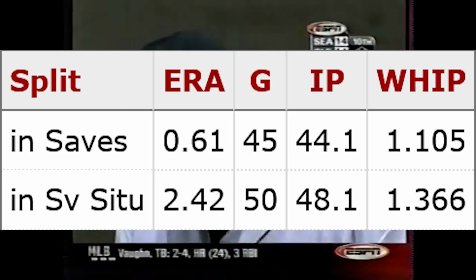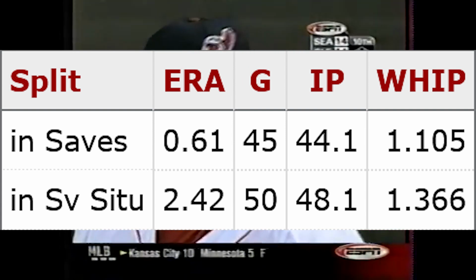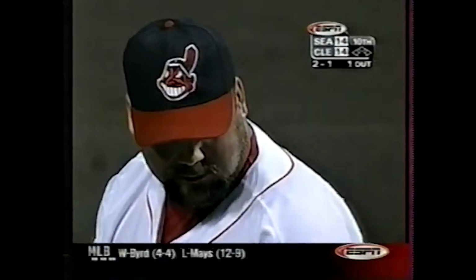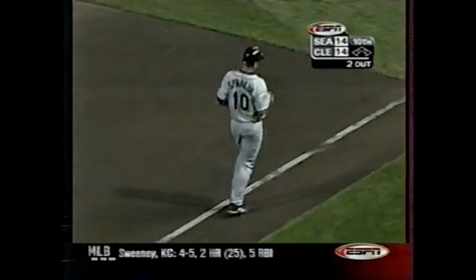Those are all expected. He was lights out when he earned a save, and his 5 blown saves on the year skewed his ERA for all save situations. All of those numbers make total sense. However, Wickman had a WHIP of 1.366 in save situations and a mark of 1.105 in his 45 saves. Those might not seem notable, but in this case, they absolutely are. To put it simply, Bob Wickman was the king of pitching into and out of trouble.